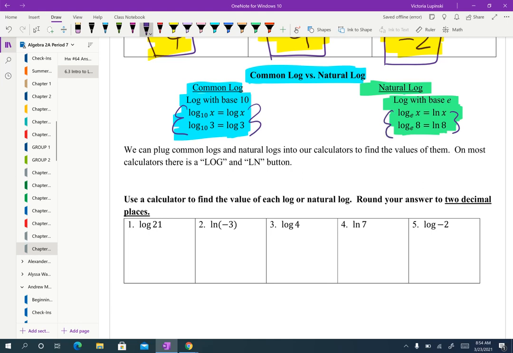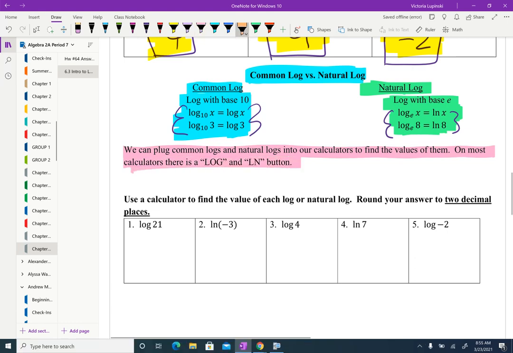There's so much more to come with that as the lessons progress, but really all I want you to be able to do right now is evaluate these common logs and natural logs in your calculator to find the value of them. All the problems we did so far, we wanted you to try without a calculator, but for this next set, you don't have any other option. Notice it says use a calculator to find the value of each log or natural log, and you're going to round to exactly 2 decimal places.